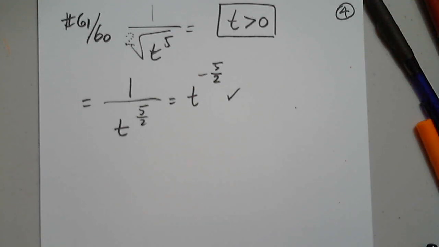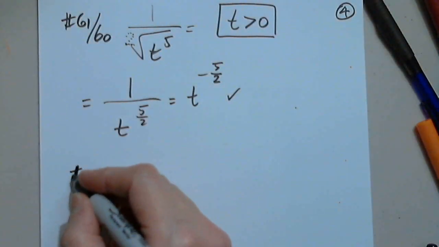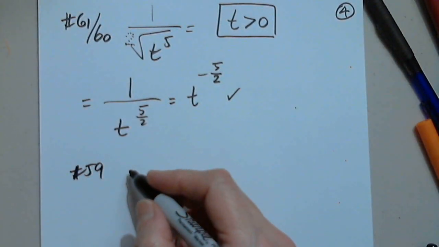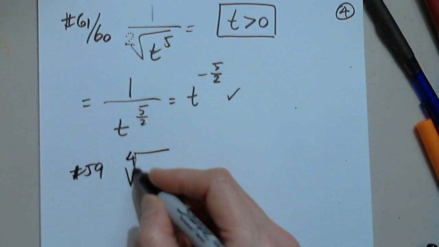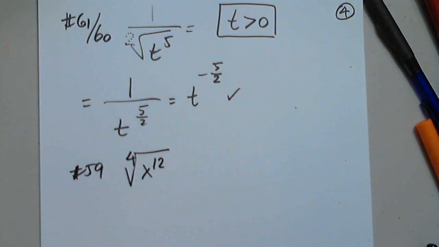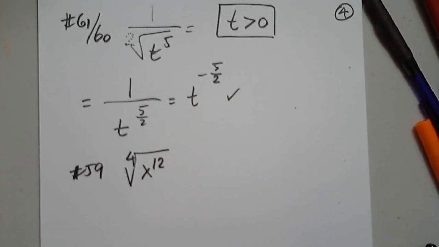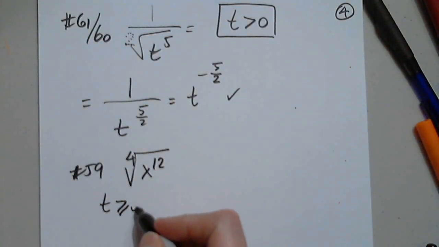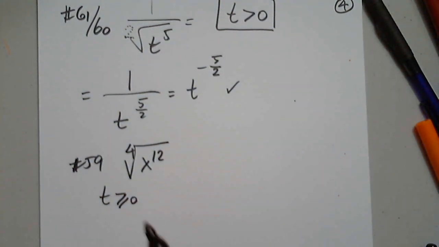Let's also look at 59. It has the 4th root of x to the 12th. Now here they are correct. Indeed, x has to be greater than or equal to 0 because the index is 4. I agree with that. So x greater than or equal to 0, of course. Sorry.